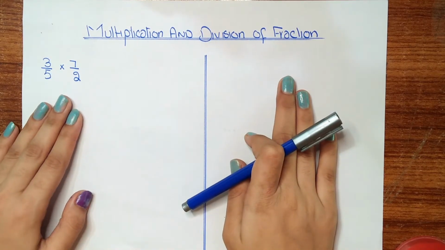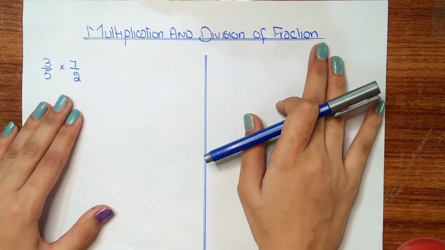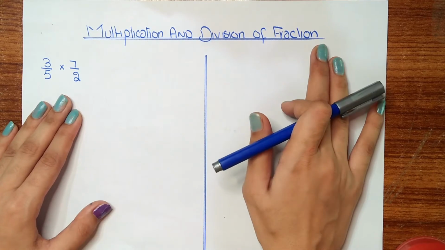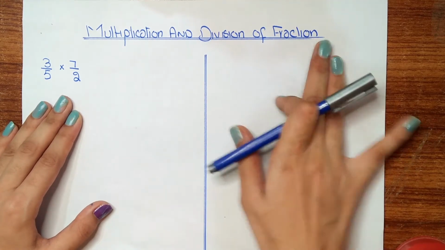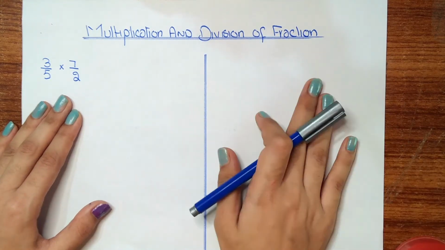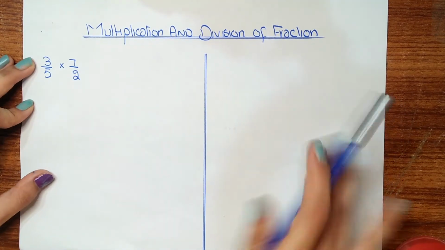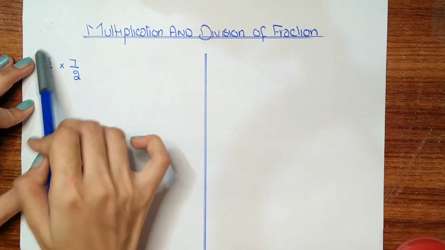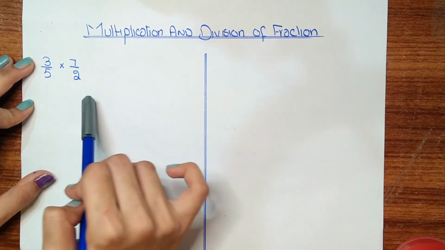Okay, so today's topic is all about multiplication and division of fractions. It's easier than addition and subtraction because in it we don't need to make the denominators common. Look, here we have an example: 3 over 5 into 7 over 2.